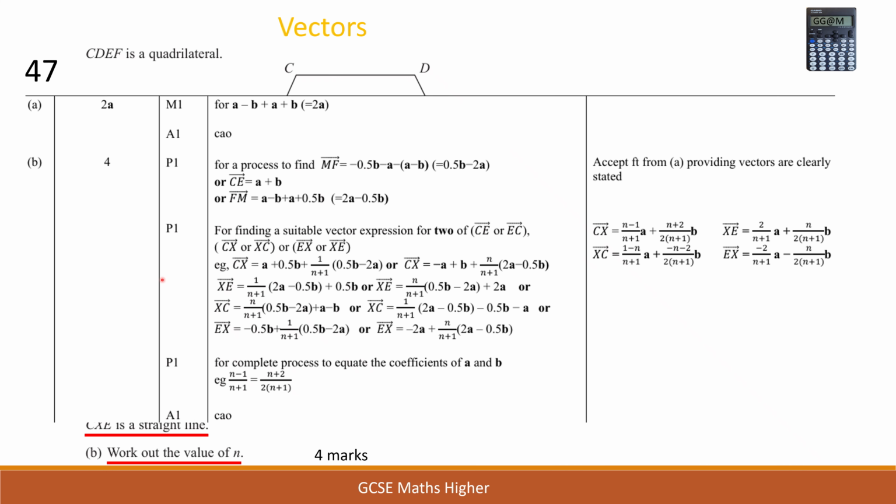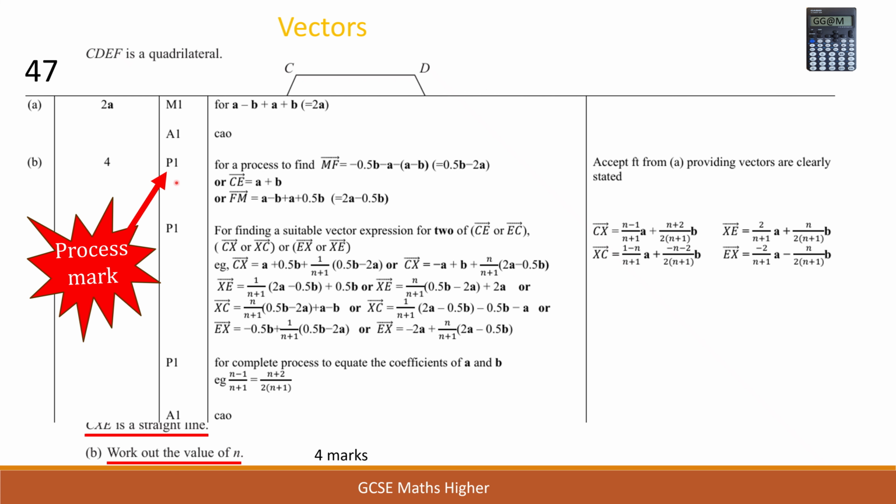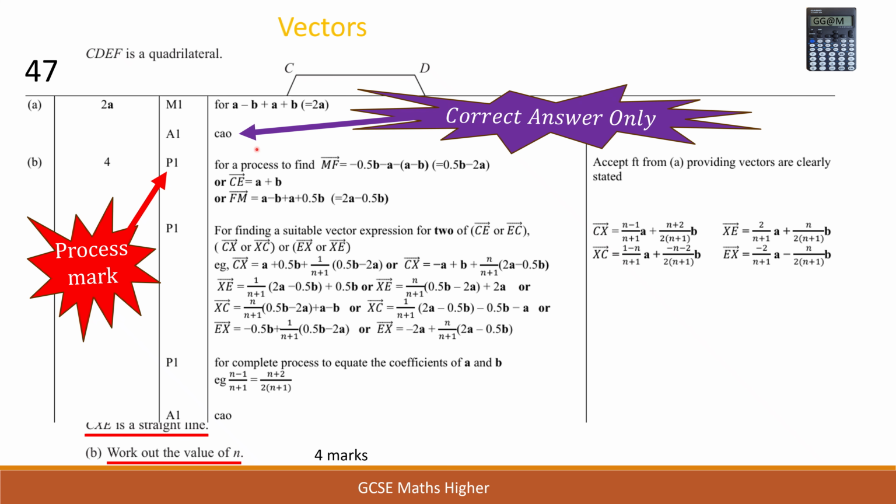So the mark scheme shows that the answer to the first one was 2A. And you can see where the method mark is here. CAO means correct answer only. For part B, you should have got the answer 4. And this P means a process mark. So these are the processes you should have gone through to get the answer of 4. CAO was correct answer only to get the 2A.